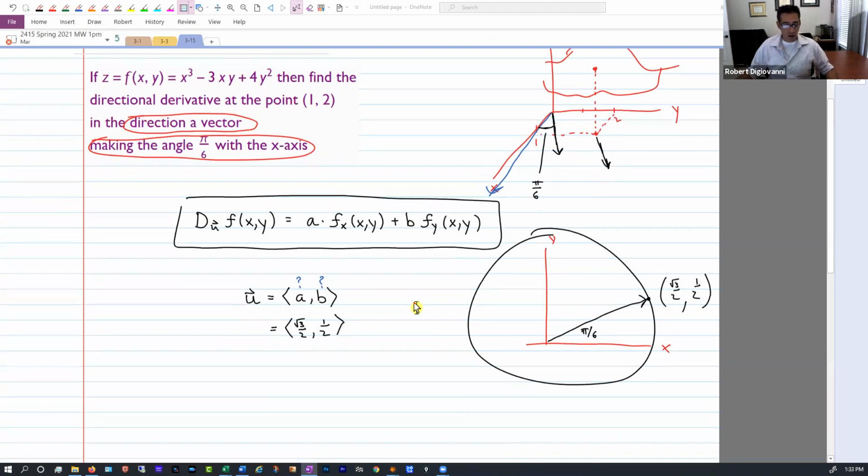All right, so there we go. We know what this is, right? We know what the A and B are. The next thing we need to figure out are what's the partial of f with respect to x and what's the partial of f with respect to y. So let's go ahead and do those.